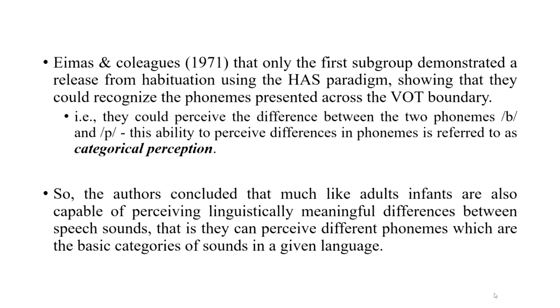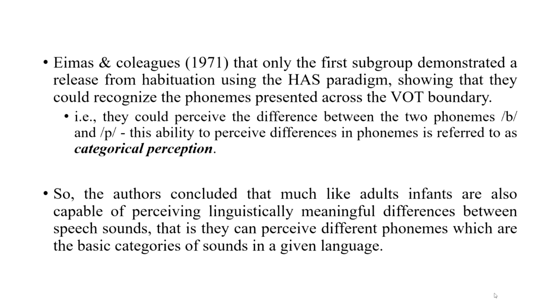Now, Eimas and colleagues actually found that only the first subgroup demonstrated a release from habituation using the HAS paradigm, showing that they could actually recognize the phonemes that were presented across the VOT boundary. Remember, the first subgroup was presented with instances of these phonemes with plus 20 and plus 40, where plus 20 lies in the B spectrum, whereas plus 40 lies in the P spectrum. The second subgroup were either presented with 0 and 20 or with 40 and 60. So, basically the sounds are falling within the same spectrum, and therefore, they will be harder to distinguish, and infants are not going to be able to distinguish between them.